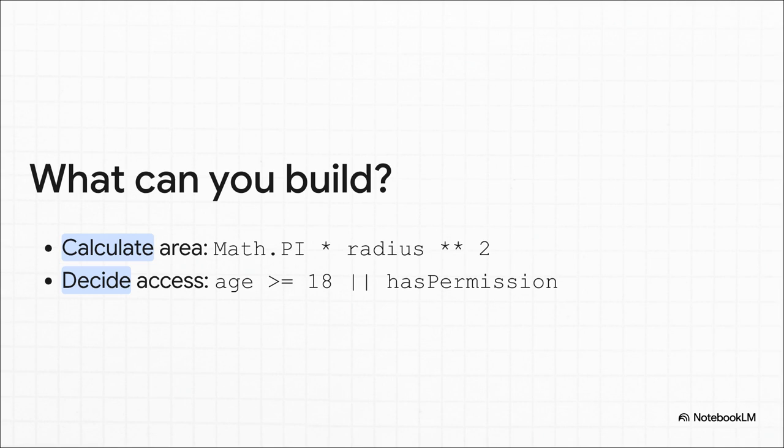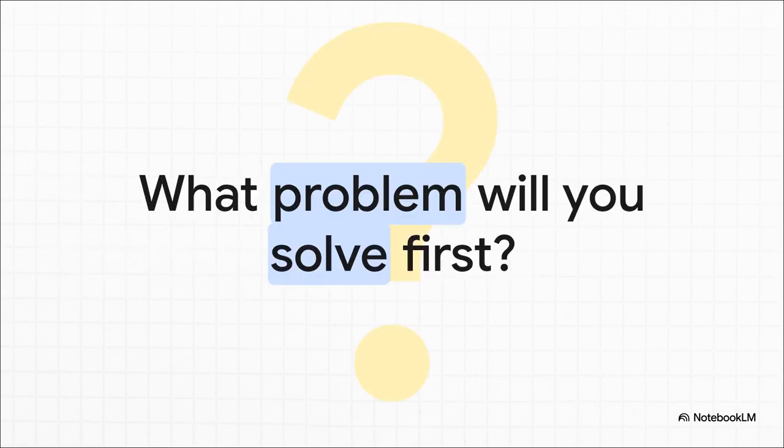Or you could write the code to decide if a user is allowed in somewhere by checking if their age is over 18 or if they have special permission. These operators are your way in, your first real step into the world of creative problem solving that is programming. You can build something real with this. So, what problem are you going to solve first?